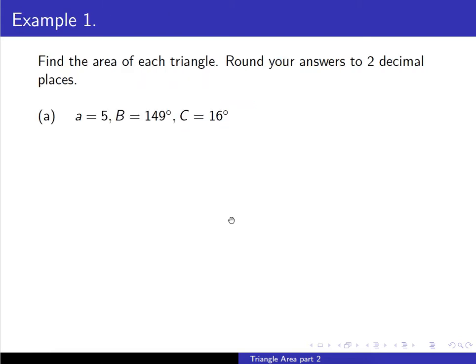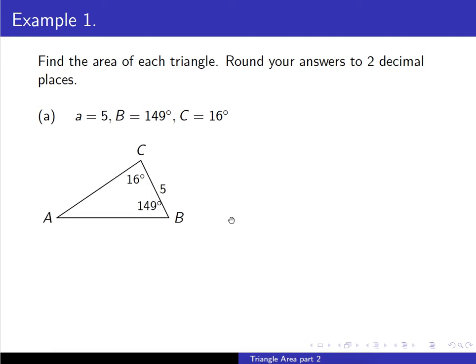So example 1, find the area of each triangle, round your answers to two decimal places. We have A is 5, B is 149 degrees, and C is 16 degrees. As usual, we will draw any generic triangle. It doesn't have to be special, and label the information we have.